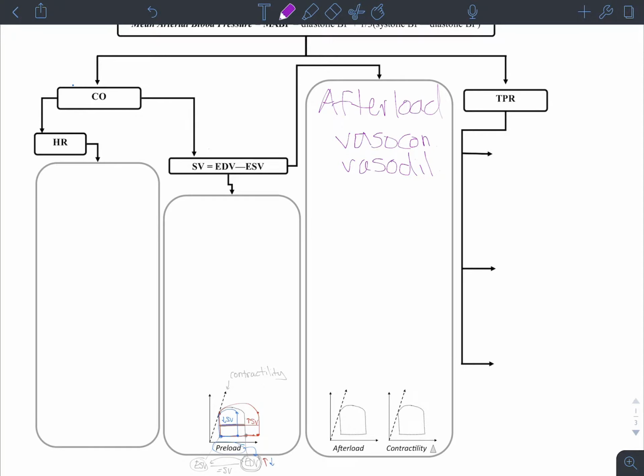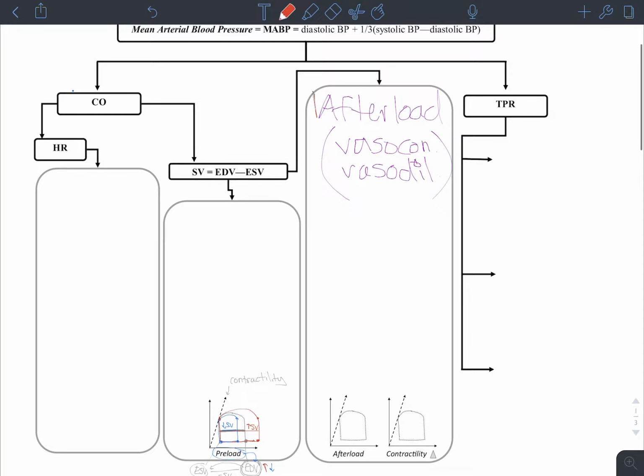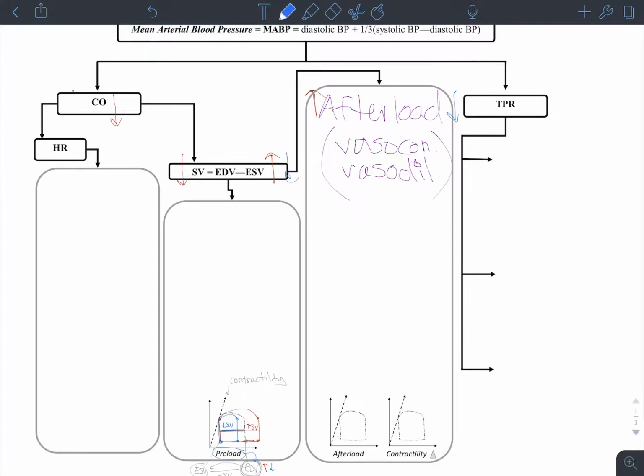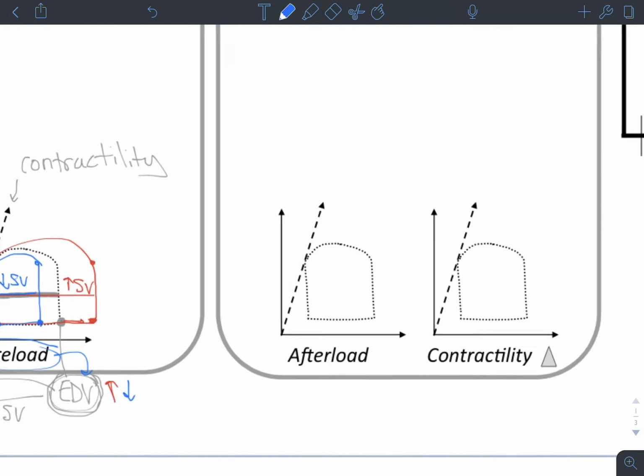Okay, and now these two things are a little difficult to explain with afterload. So I'm really just going to primarily focus on how afterload affects cardiac output, and we're going to go one at a time. So afterload, if we increase afterload, that'll directly increase end systolic volume, which in turn will decrease stroke volume, which will decrease cardiac output. And the opposite is true. If we decrease afterload, that will decrease end systolic volume, which will increase stroke volume and increase cardiac output. Awesome. So now let's represent that graphically here.